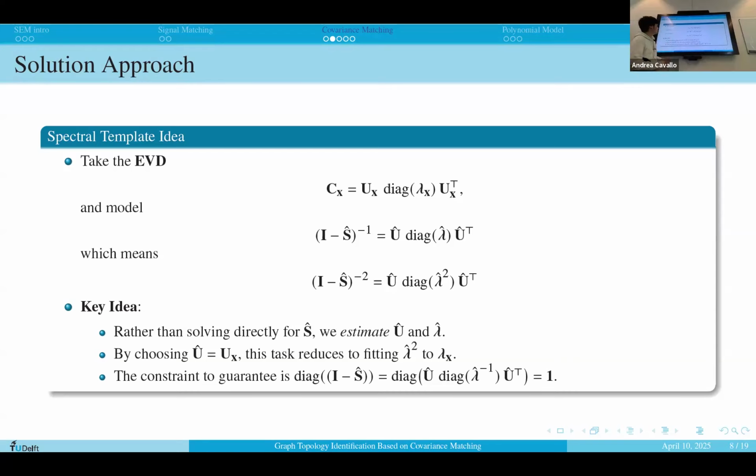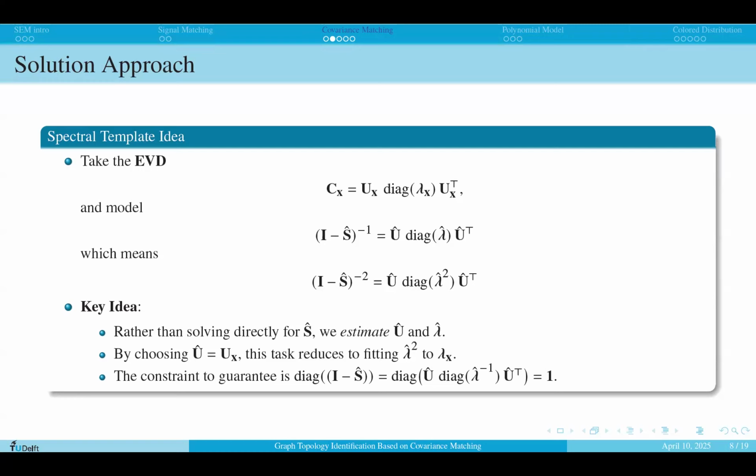The trick we use is we take the eigenvalue decomposition on both the sample covariance and the expected covariance. So here you can see, to make these two equal, we just need to make the eigenvectors and the eigenvalues the same. That's enough to make the objective 0. For the eigenvectors, this is simple. You just make U hat equal to U_x, that's enough.